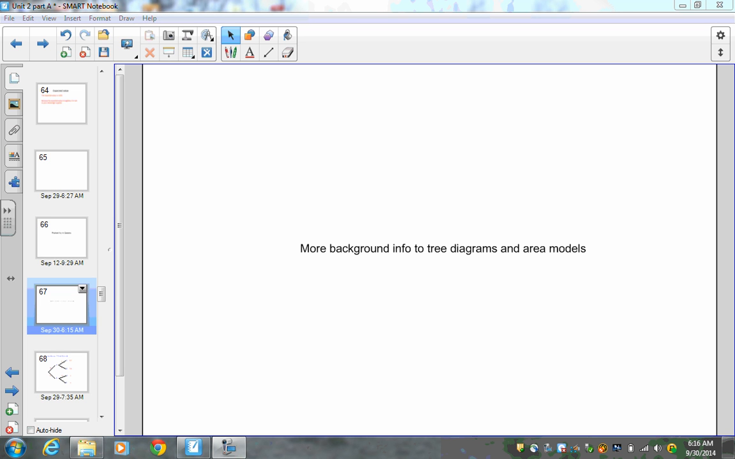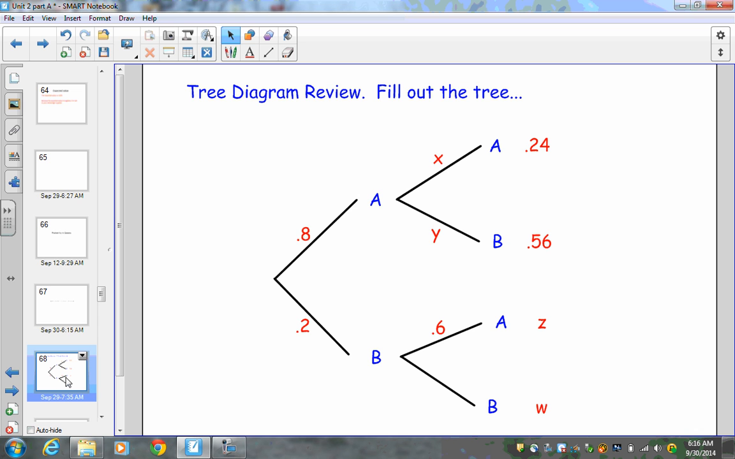Okay, in this video we're going to be talking about tree diagrams and area models, but we're going to go a little more in depth than what we've gone in the past. So I basically titled this video More Background Info to Tree Diagrams and Area Models. Let's get started. Alright, you've seen a tree diagram before, okay?